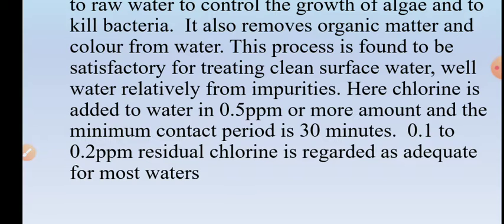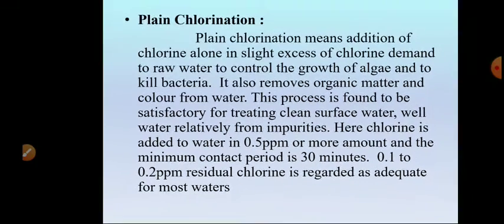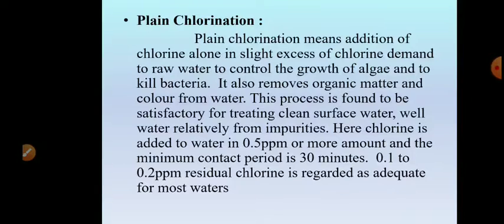After plain chlorination, 0.1 to 0.2 ppm residual chlorine is regarded as adequate for most water. What is residual chlorine? The chlorine which remains behind in water after the chlorine demand has been satisfied is called residual chlorine. So in plain chlorination we add only chlorine in slight excess of chlorine demand, and hence 0.1 to 0.2 ppm residual chlorine is sufficient.